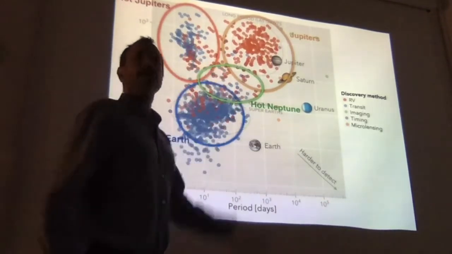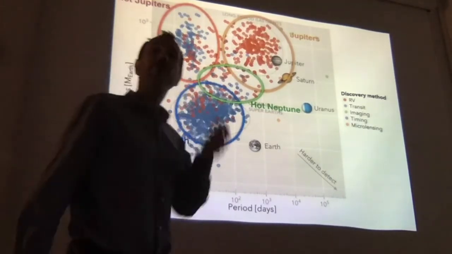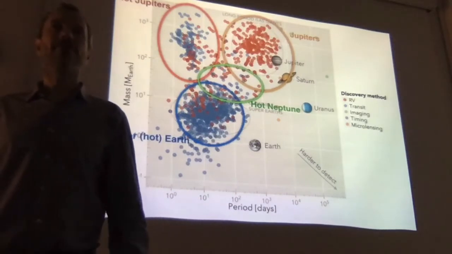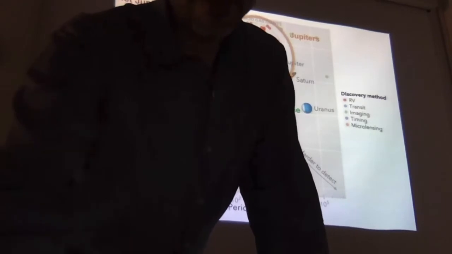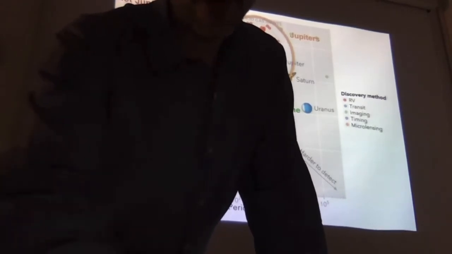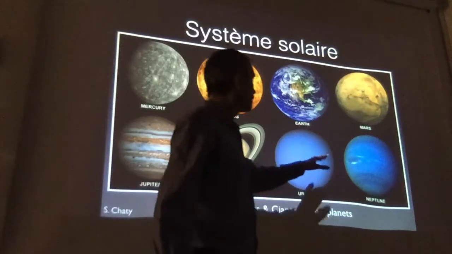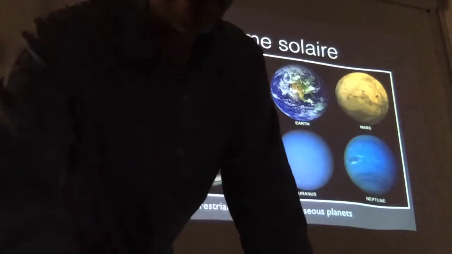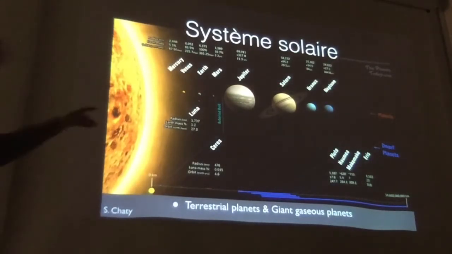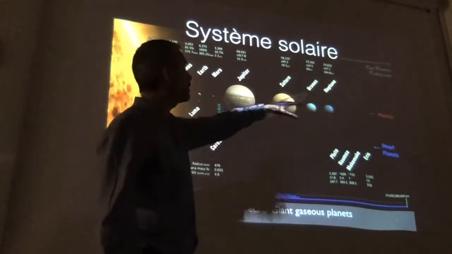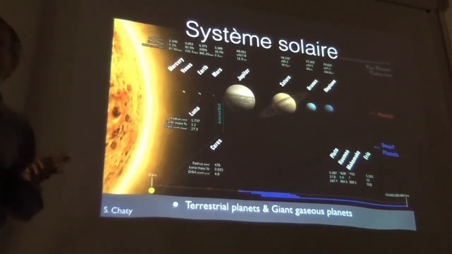The hot Neptune are very interesting because we don't know them well, mainly because we don't have hot Neptune in our solar system. In fact, this was something I wanted to tell you, but I forgot. But if you look at this, there is something which is very strange: we have some very small planets, we have some very big planets, but we don't have anything in between. Between 1 and 10 Earth masses, we don't have anything.